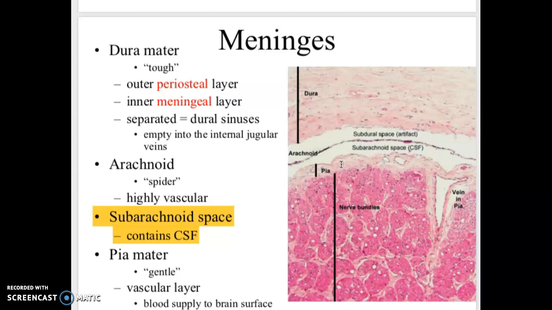If you guys have heard of like subdural hemorrhages, or subarachnoid hemorrhages, these are like brain bleeds, and the more superficial they are, the less serious they are. The deeper they get, the more serious they are. So imagine if the pia mater is having a hemorrhage, that's going to be a big deal because that's supplying the blood directly to the brain surface, versus a subdural hemorrhage is kind of further away from the brain itself, so it wouldn't be as big of a deal.